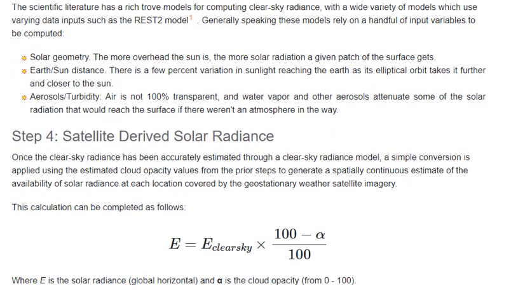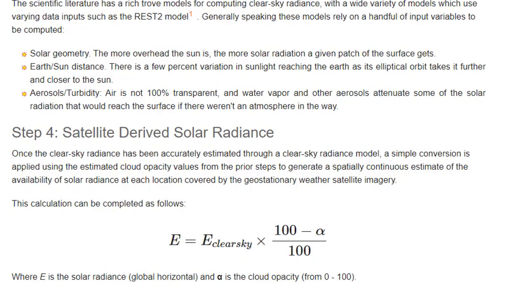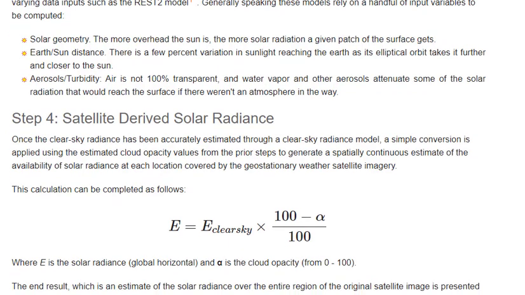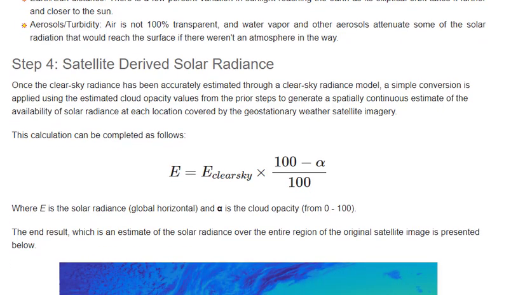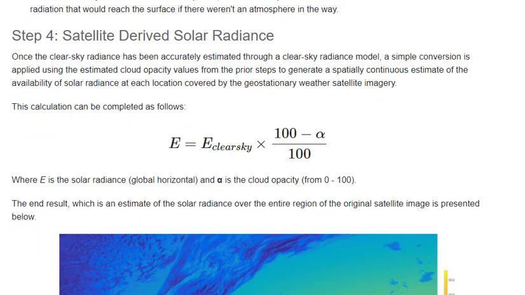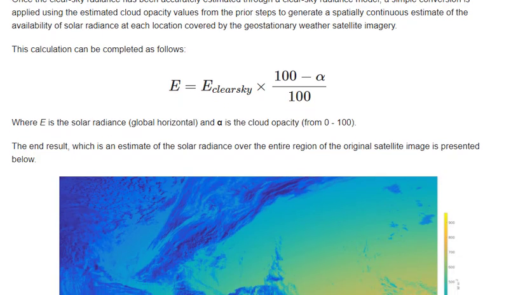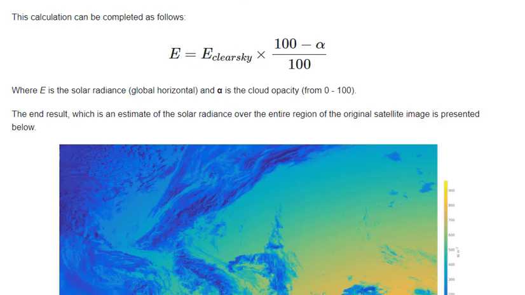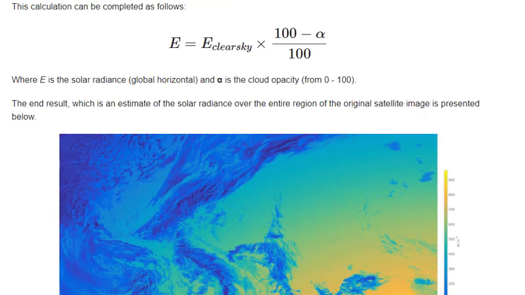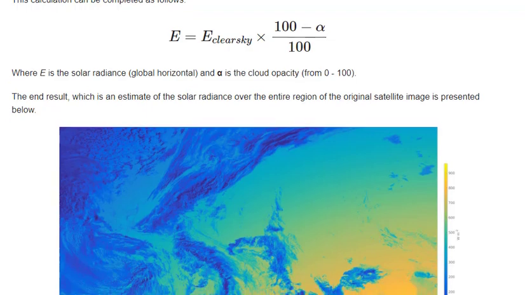Step 4. Satellite-derived solar radiance. Once the clear sky radiance has been accurately estimated through a clear sky radiance model, a simple conversion is applied using the estimated cloud opacity values from the prior steps to generate a spatially continuous estimate of the availability of solar radiance at each location covered by the geostationary weather satellite imagery. This calculation can be completed as follows, where E is the solar radiance global horizontal and alpha is the cloud opacity from 0 to 100.